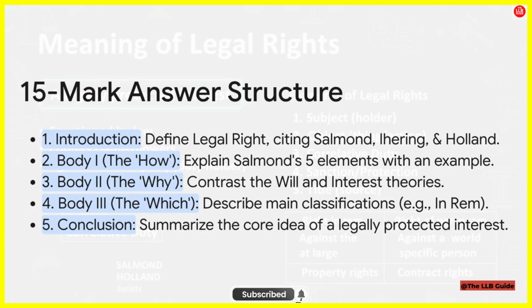First, how is a right structured? That's Salmond's 5 elements. Second, why do rights exist? That's your discussion of the will and interest theories. And third, which kinds of rights are there? That's where you bring in the classifications. And for a truly top-tier answer, maybe add a paragraph on Hohfeld's analysis. Finally, conclude by summing it all up. This framework ensures your answer is comprehensive, logical, and hits all the key marks.